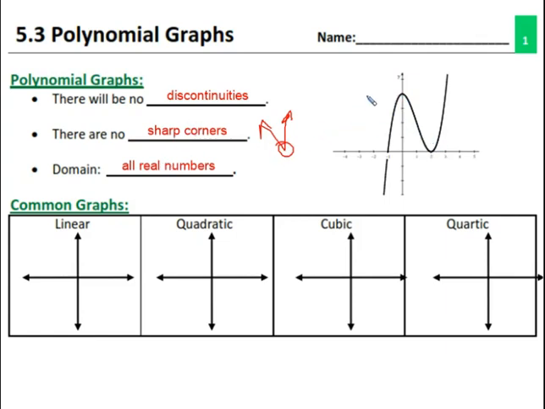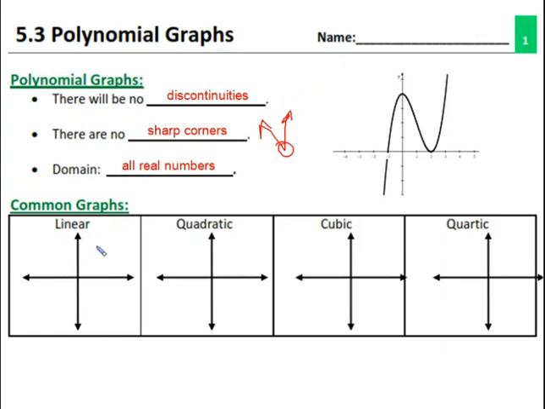And the domain is very nice for all these polynomial graphs. They're always going to be all real numbers. So you can pick any x value you want to plug into these polynomial equations and you should get a y value out. So all real numbers, really nice domain for polynomial graphs.